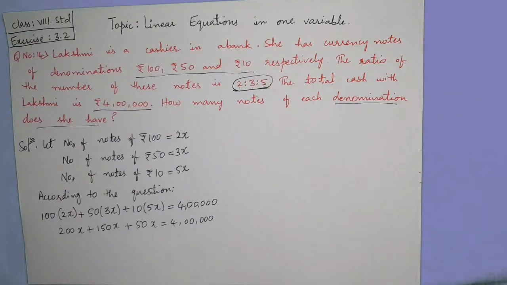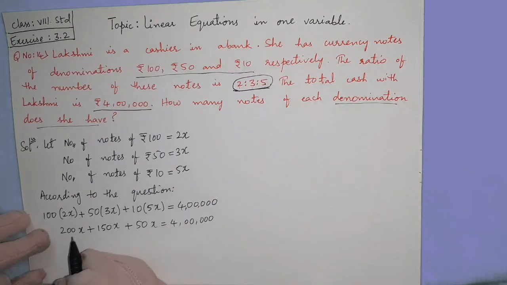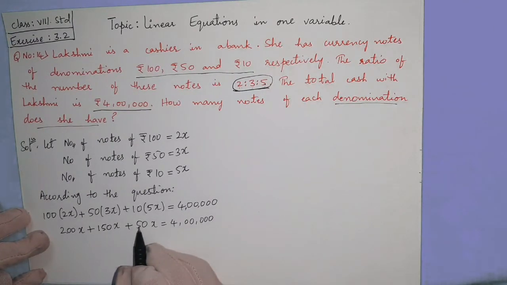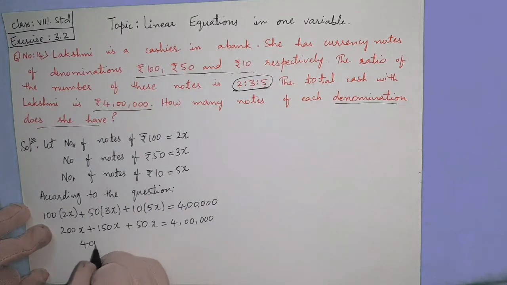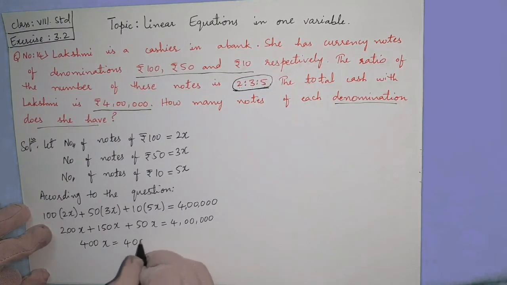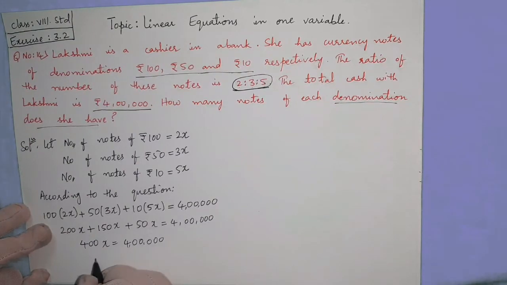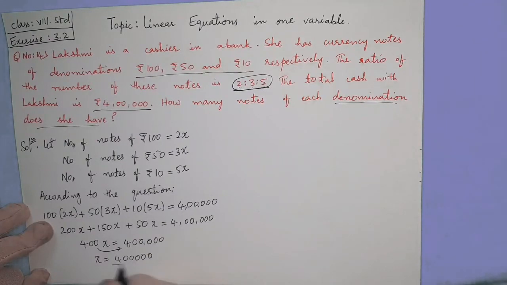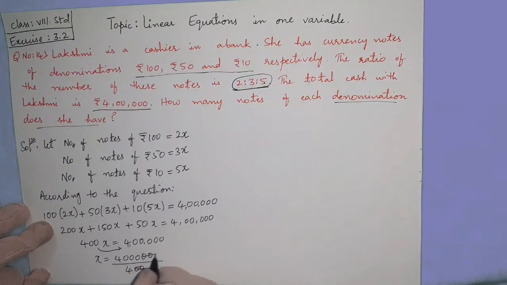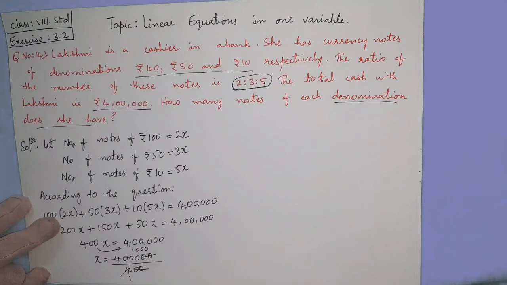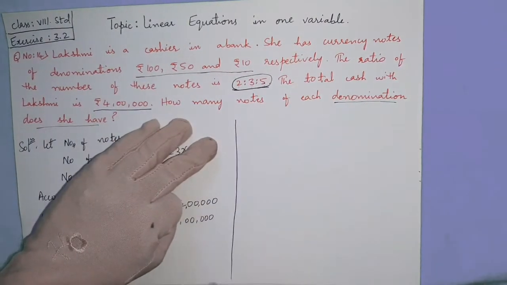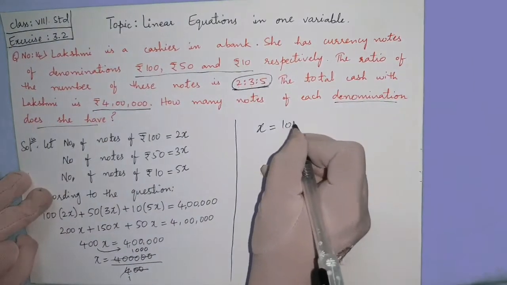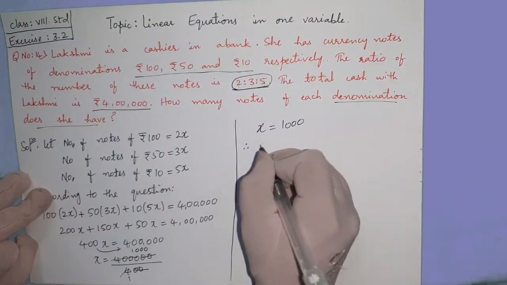Now we have to add 200, 150 and 50. So if we add here 200, 350, 400. 400x is equals to 4 lakhs. Then x will be equals to this 400 when we are shifting, it goes to the denominator. And the 2 zeros of the numerator and the denominator's 2 zeros get cancelled. So it will be 4 ones are 4, 4 zeros are 4 zeros. So the x value will become here as 1000.